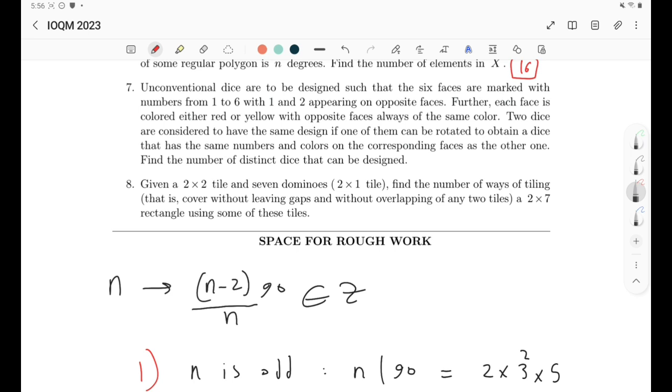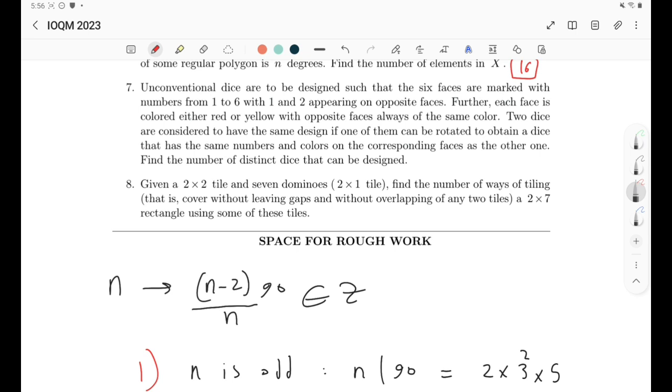Okay, next question 7. We've got a dice. It's unconventional. Let's see what are the conditions. We have 6 faces. They're marked from 1 to 6. 1 and 2 are opposite faces. They're telling us that each face is colored either red or yellow, so one of 2 colors, but the opposite faces are always the same color. So for example, 1 and 2 are opposite, so that means they have the same color, red red or yellow yellow.